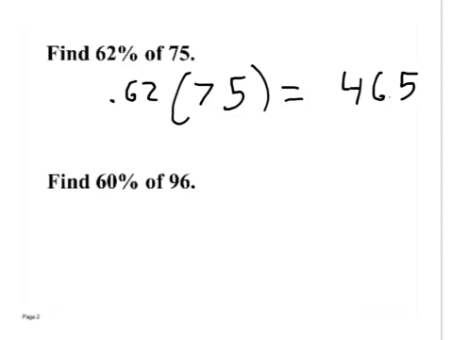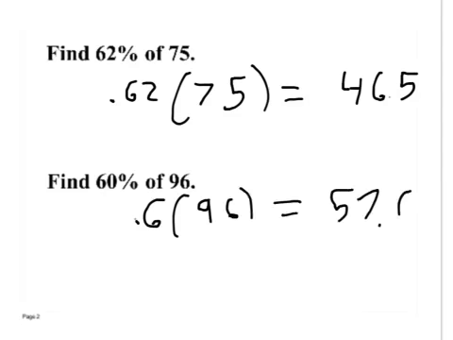Here it says find 60% of 96. So I have to take the whole times the percentage to find the part. So I take 0.6, because I divided 60 by 100, times it by 96. That gives me 57.6.